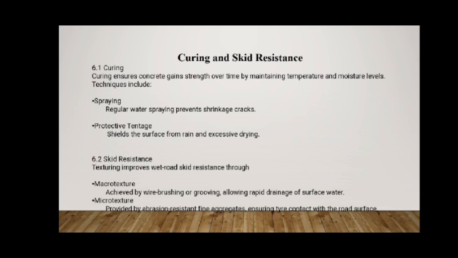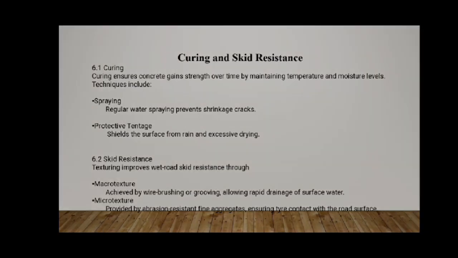Next is the skid resistant. First is macro-texture. It provides drainage channels for water expulsion between tire and pavement and improves the frictional resistance. Second is the micro-texture. It provides initial friction between tire and pavement surface, and it helps to prevent tires from slipping on the surface. That's all in my report.